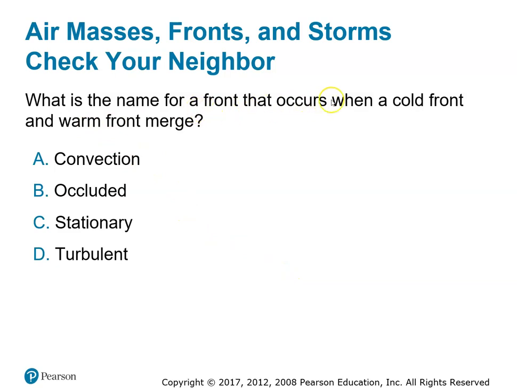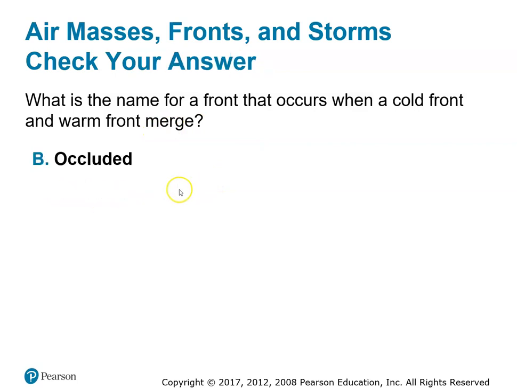What is the name for a front that occurs when the cold front and warm front merge? Okay, that's what we just talked about, the occluded front. That's when the two of them merge.